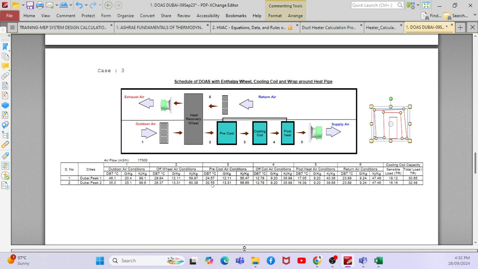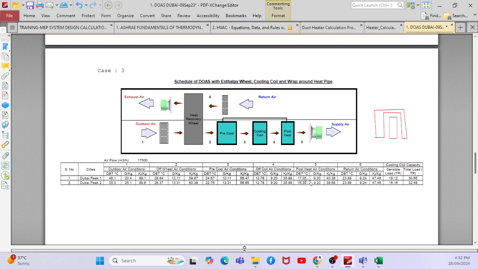28 becomes 12.78, then 24.57. Then after that, the coil is 12.78. Then after that, you are heating. When you heat, the condition is 17.05, right? So this is the post-heat air conditioning. Assume that you want to heat from 17 to 20 degrees Celsius, but you are able to achieve only 17.05.